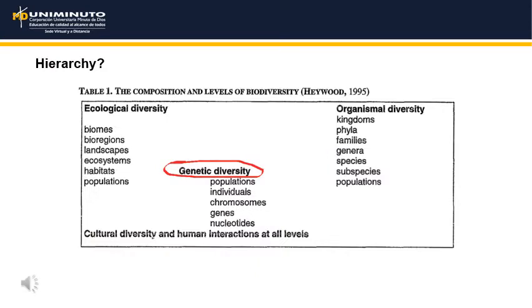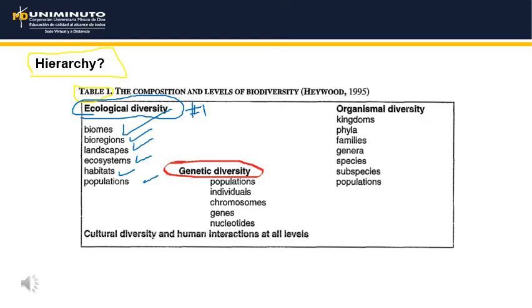Hierarchy? Yes. Biodiversity is made up of three closely related elements. This table, made by the Global Biodiversity Assessment, shows a kind of hierarchy where ecological biodiversity, or space, is the most relevant element because it contains the physical environment, which is where biological interactions develop. Examples: biomes, bioregions, landscapes, ecosystems, habitats, and populations.